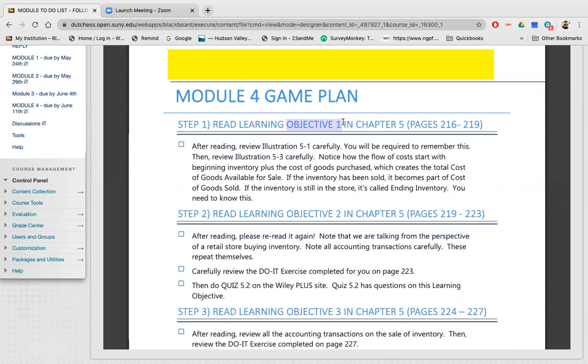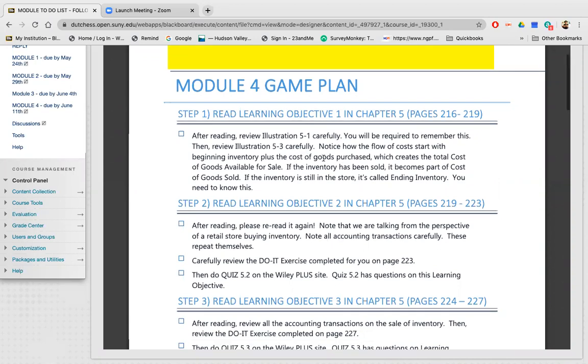So basically, Objective 1 introduces you to how inventory plays a role in the merchandising area and merchandising businesses. And because merchandisers revolve around selling their inventory, their income statement's going to look a little bit different. You're going to be introduced to two new items on their income statement. One is called the cost of goods sold. The second is called gross profit. And so those types of things you'll be introduced to in Objective 1.